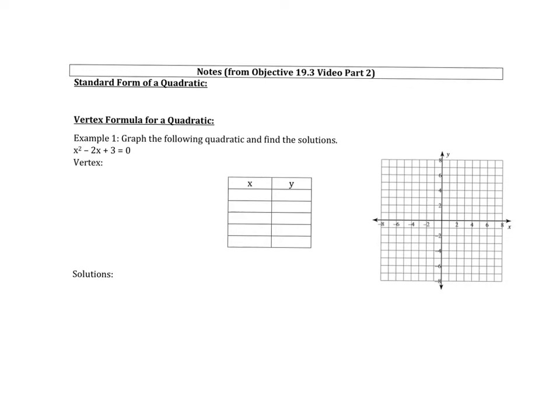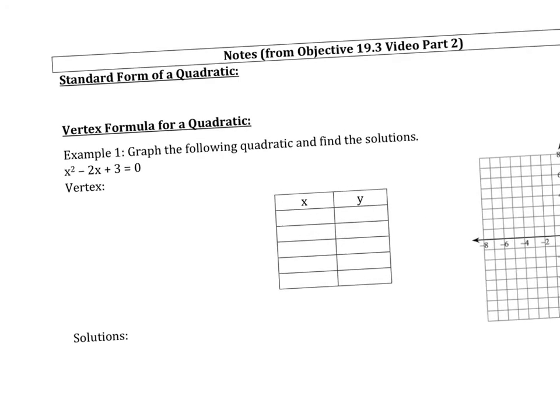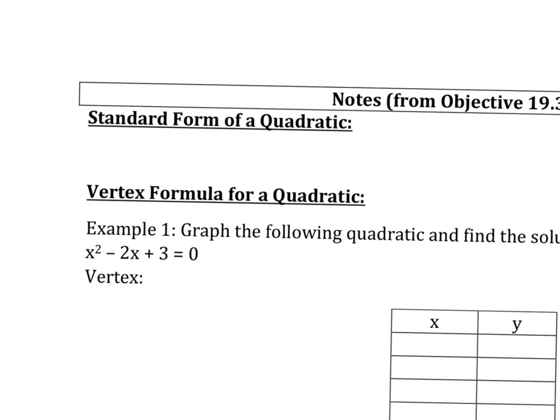This video goes over section 19.3, part 2, and we are using graphing quadratics to solve quadratic equations. First I just want to point out a couple of definitions that we will need and some formulas as well. The standard form of a quadratic looks like ax squared plus bx plus c equals 0. When we have a quadratic in that form, we're going to use a vertex formula to find the vertex.